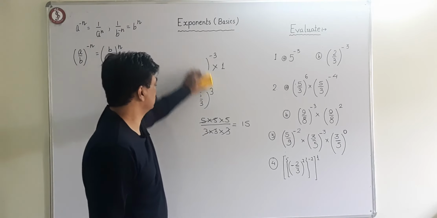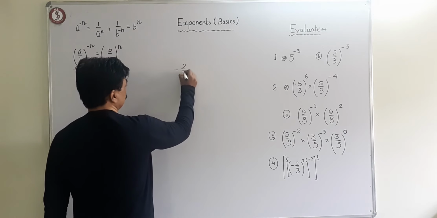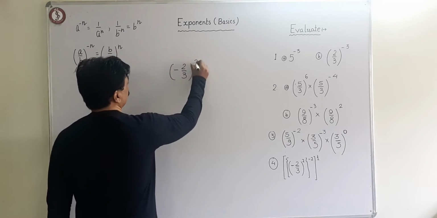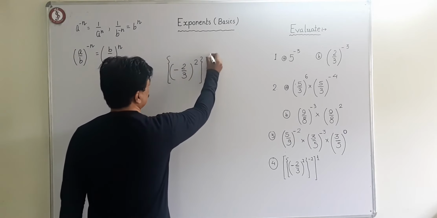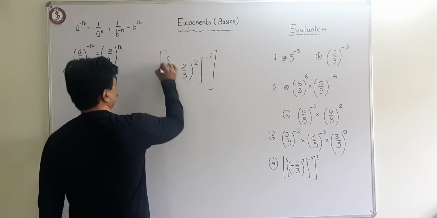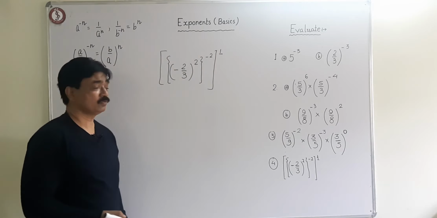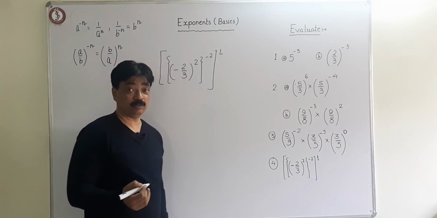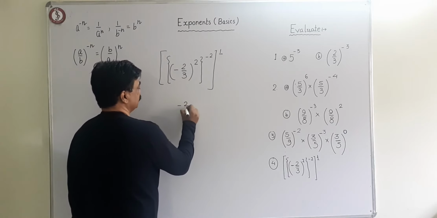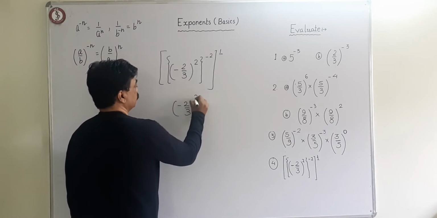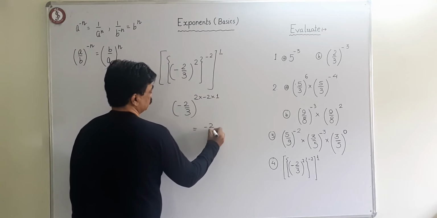Now the next one is (minus 2 cube) whole square, minus 2, and then 1. Now see, this is power of power. So when there is power of power, then we multiply all the powers. So what does it become? Minus 2 cubed, 2 into minus 2, so minus 2 cubed.